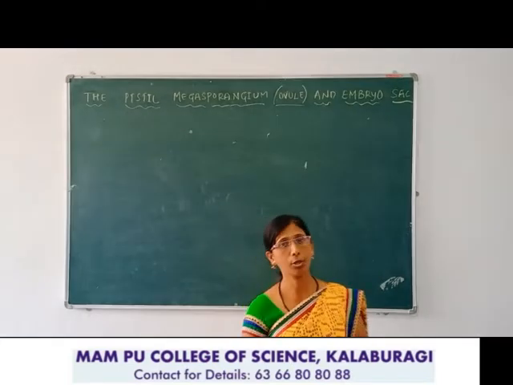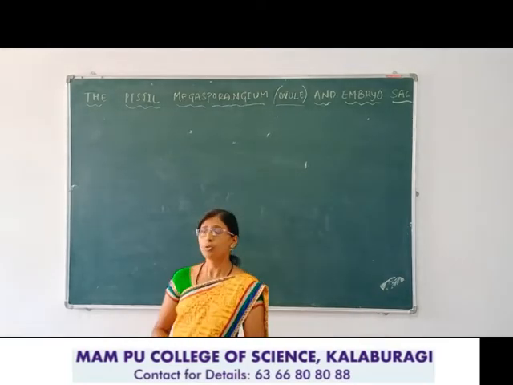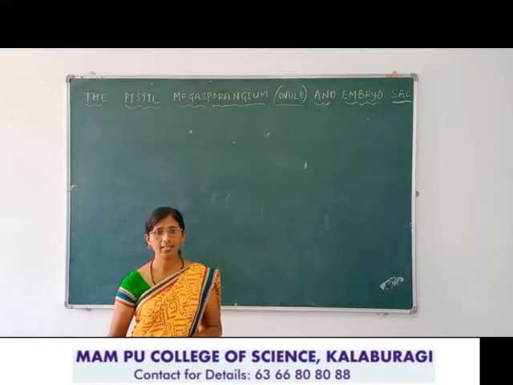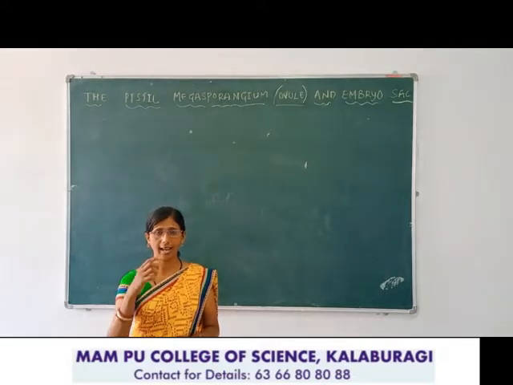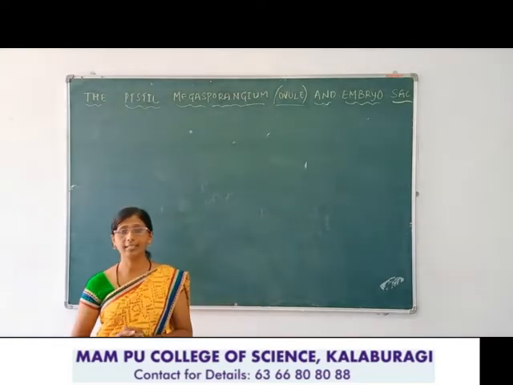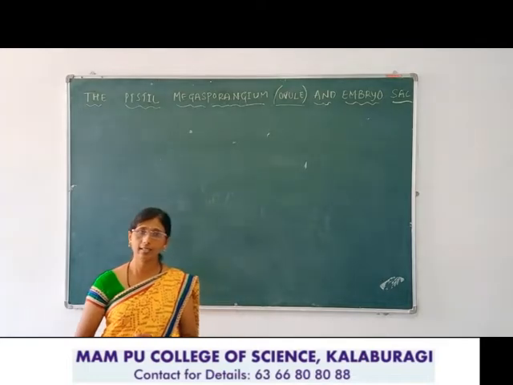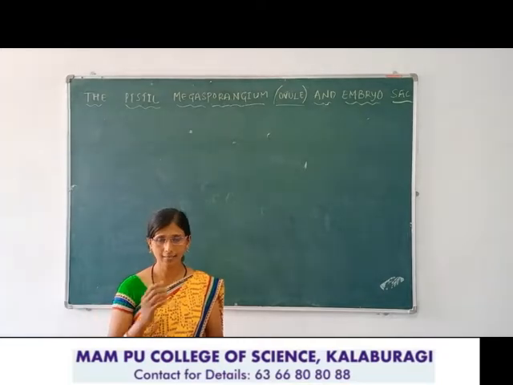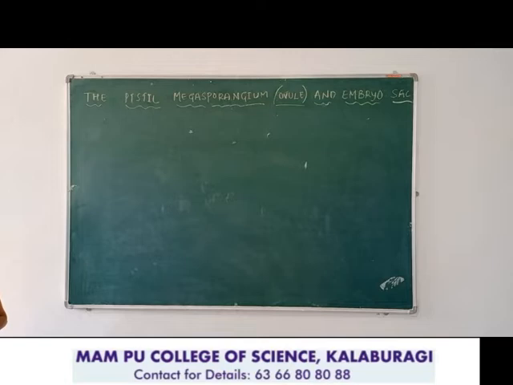Androecium is the male reproductive organ and the gynoecium is the female reproductive organ. The androecium is made of stamens, which have parts such as the anther and filament, and the anther contains the pollen grains. If the anther contains pollen grains, it is called staminate. If the anther does not contain pollen grains, it is called staminoid. This was already studied in the previous class. The next topic is the pistil, megasporangium, ovule and the embryo sac.